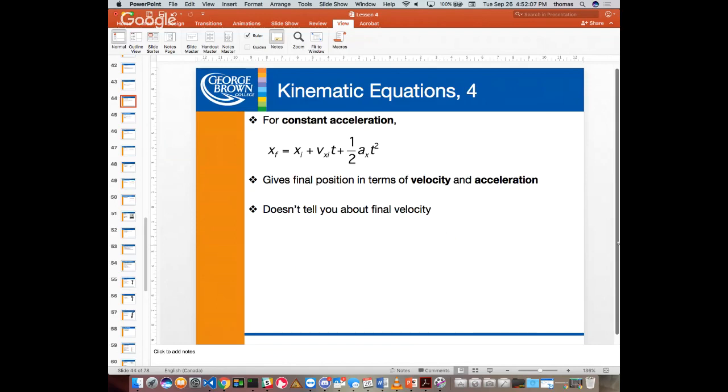So let's think about this. My final position is equal to my initial position plus my initial velocity times time plus half of my acceleration times time squared. And the way I usually talk about this is P naught, in terms of position, initial position, P naught plus V naught T plus 1/2 AT squared, right?